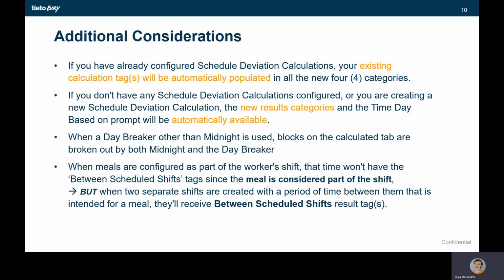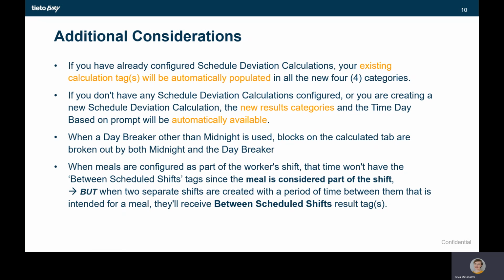Also take into consideration that if you are using day breakers other than midnight, then those calculated time blocks are broken out by both midnight and the day breaker. So when you go on and look at the time block details and the calculations, you might see the details broken out in more rows than what you might expect.